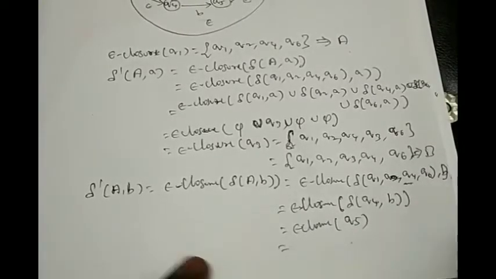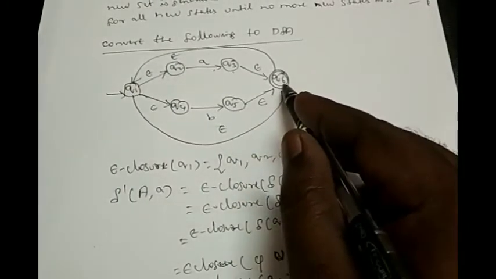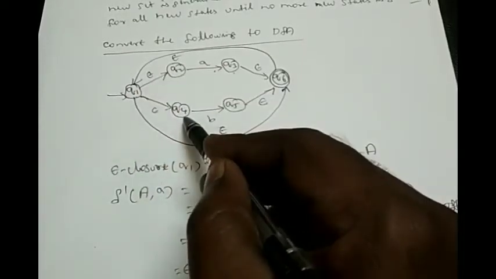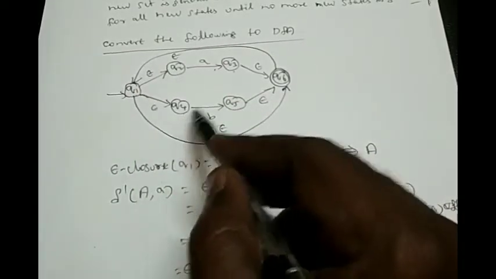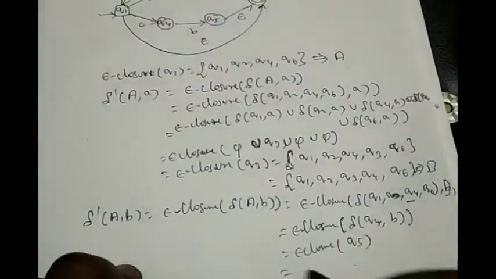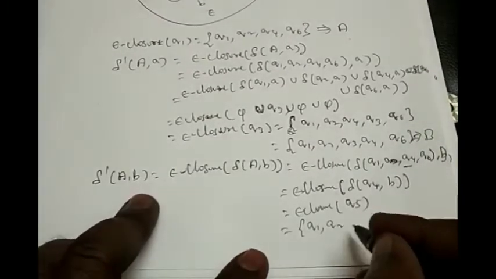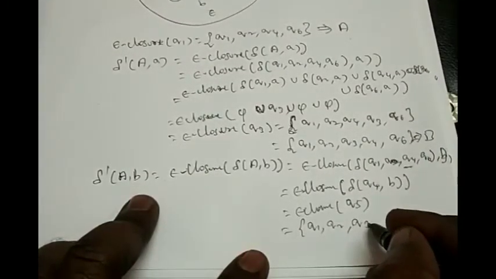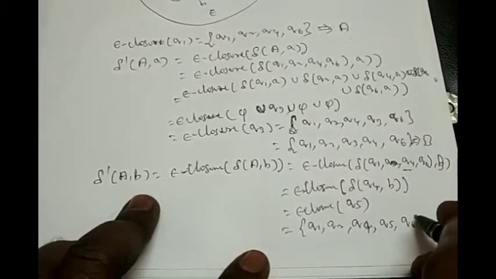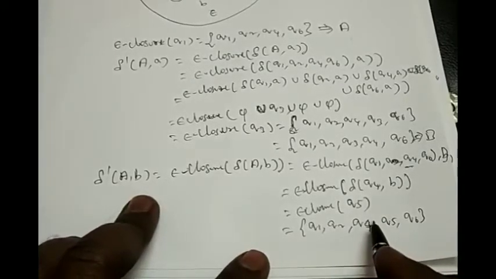Okay, so now see what is epsilon closure of Q5. When you see epsilon closure of Q5, you can see that from Q5 you go to Q6, then you go to Q1, then you go to Q2 and Q4. Okay, so the answer is Q1, Q2, Q4, Q5 and Q6. That is the answer: Q1, Q2, Q4, Q5 and Q6.